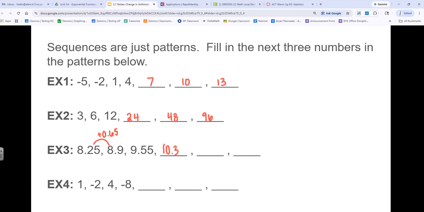If you want to see what's happening here, you can just take any term, like 8.9, and subtract 8.25. And that is going to give you 0.65. And then you can check and see 8.9 plus 0.65 is going to give you 9.55. So this gives you 10.3. Next would be 10.95 and then 11.6.